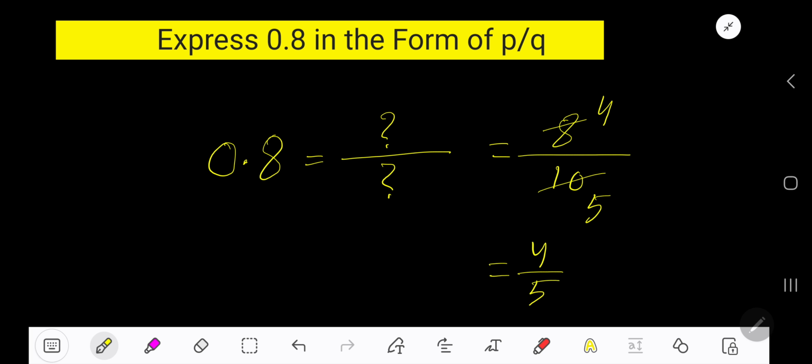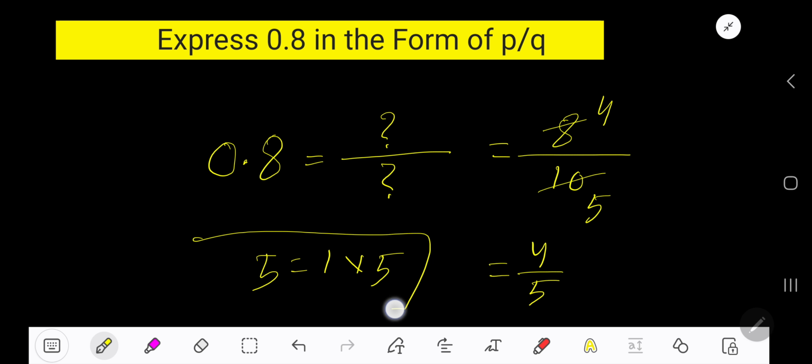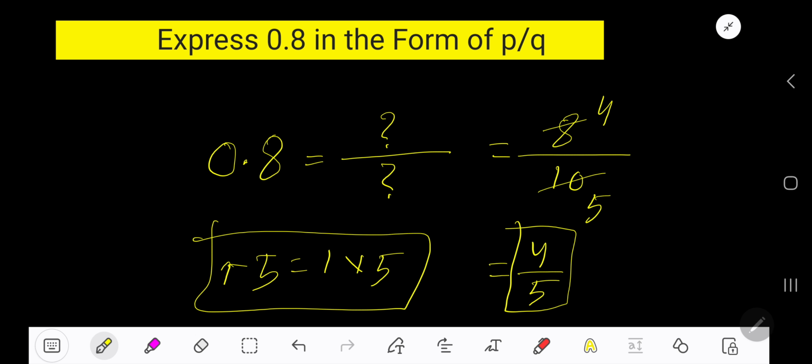4 over 5. Look, 5 equals 1 times 5. So 1 and 5 are the factors of 5. Since 5 has only two factors, this is a prime number. So the common factor between these two numbers will be just 1. So we can say that this is the reduced form, or lowest term.